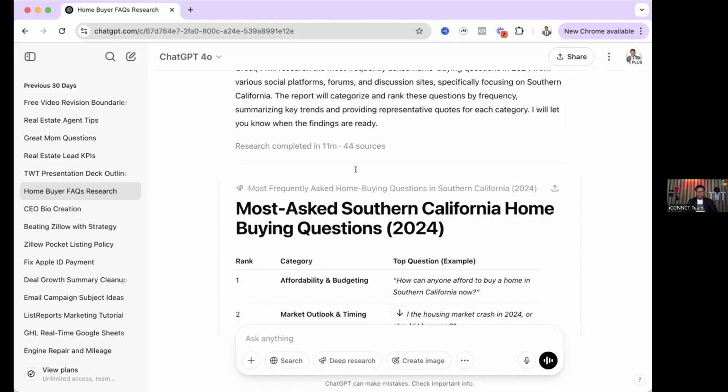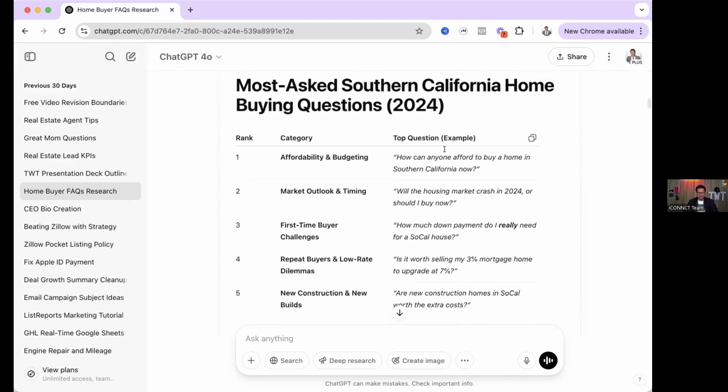And usually, and this is the reason why I had this preset, it takes about 10, 15 minutes for it to go through and start what they call web crawling. It's basically just going out to find that information. And then look at this: most asked Southern California home buying question, which is absolutely nuts.